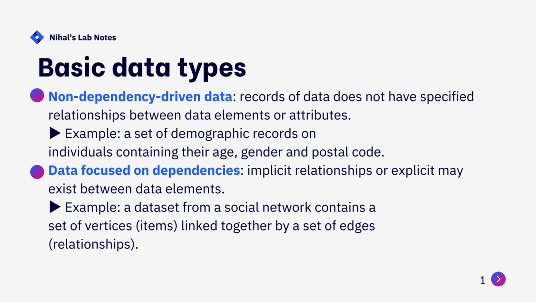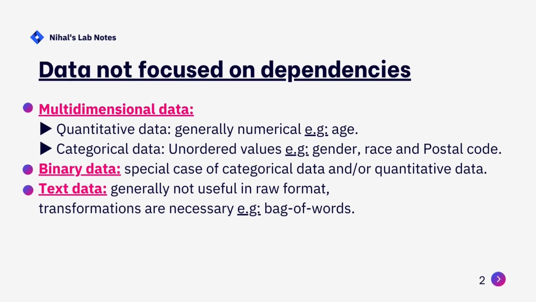Secondly, data focused on dependencies. Implicit or explicit relationships may exist between data elements. For example, a data set from a social network contains a set of vertices (items) linked together by a set of edges (relationships). For the first type of data, not focused on dependencies, we have multidimensional data.